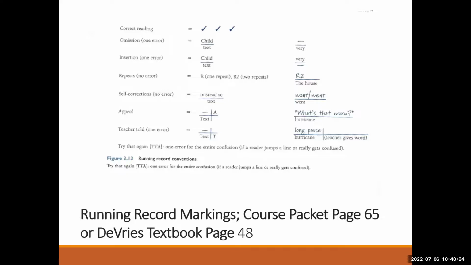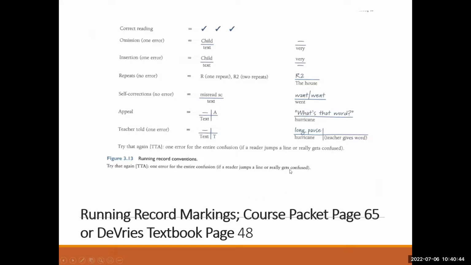But otherwise, when they go back, you just score it like regular, and whatever they miss, you just mark it just like you normally would. So we don't want to count that against them if they get off track. You know, kids do that sometimes, and skip a whole line. We want to give them an opportunity to go back and read the text.